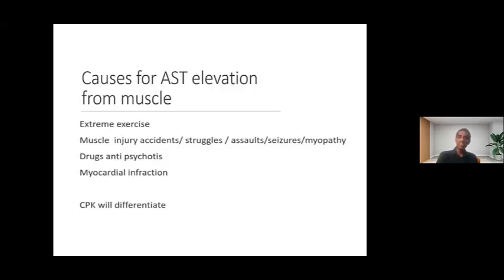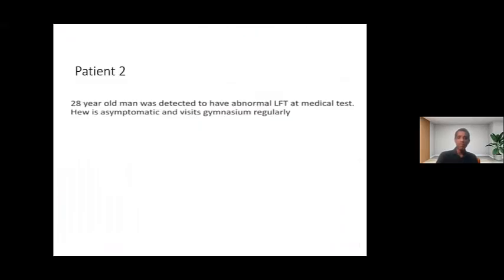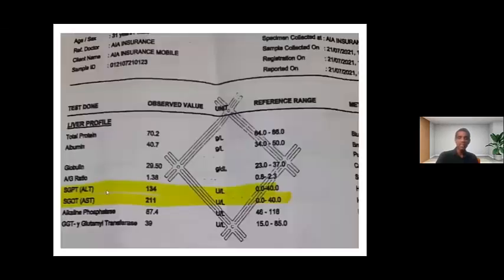So how do you differentiate? You can do the CPK level, which will differentiate whether the origin is from the liver or the muscle. So what has happened to this patient? In the history, I told you that he visits the gymnasium regularly. So what has happened is there is a skeletal muscle injury due to the strenuous exercise, and it has given rise to this elevation of SGOT with the SGPT.